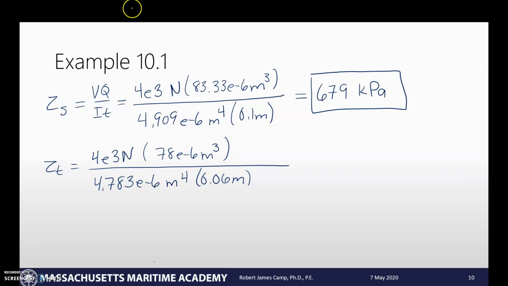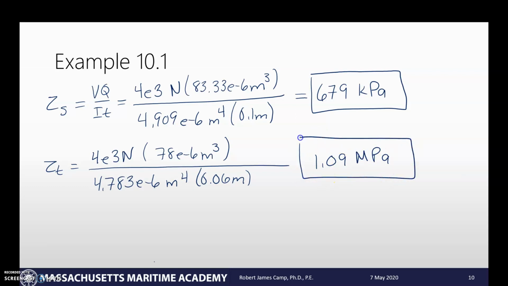Once again, newtons, got meters to the fifth on the bottom, meters cubed on top. That's going to leave us newtons per meter squared. 1.09 times 10 to the sixth, or 1.09 megapascals. So a lot more horizontal shear stress in the tube. Why is that? Well, it's over a lesser area. It's going to drive things up. Even though the I and the Q are a little bit smaller, the thickness of this is really driving that shear stress up. We're about 80% higher it looks like. And so this is an example of how we calculate out horizontal shear stress.